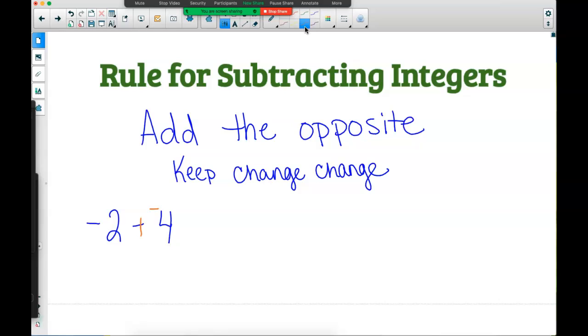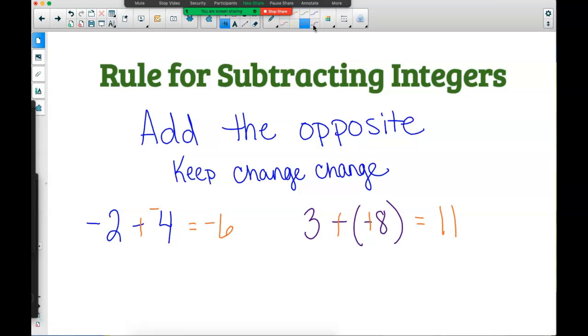So keep, change, change. So now the problem is negative 2 plus negative 4. What is that? Negative 6. Okay? So if the problem was 3 minus negative 8, and we follow this rule, keep, change the minus to a plus, change the negative 8 to a positive 8. So keep, change, change. Now we just have 3 plus 8. 3 plus 8 is 11. And we're done.